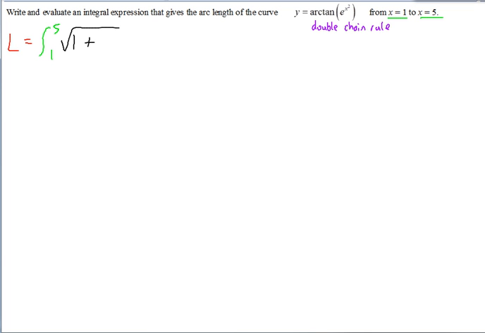So remember, you start on the outside and work your way in, so the derivative here, dy dx. Start with the derivative of arctangent. Normally it's 1 over 1 plus x squared, but in this case it's not x there, it's e to the x squared. So we'll have e to the x squared.